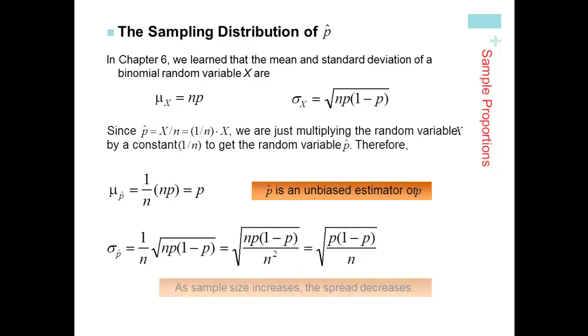Sigma sub p-hat would equal 1 over n times the square root of n times p times 1 minus p. If I wanted to put the 1 over n inside of the radical along with the other expression, I would need to square it to put it back inside of the square root. Then one of my n's would cancel, leaving me with the square root of p times 1 minus p, all divided by n. Notice as the sample size increases, the spread will decrease.